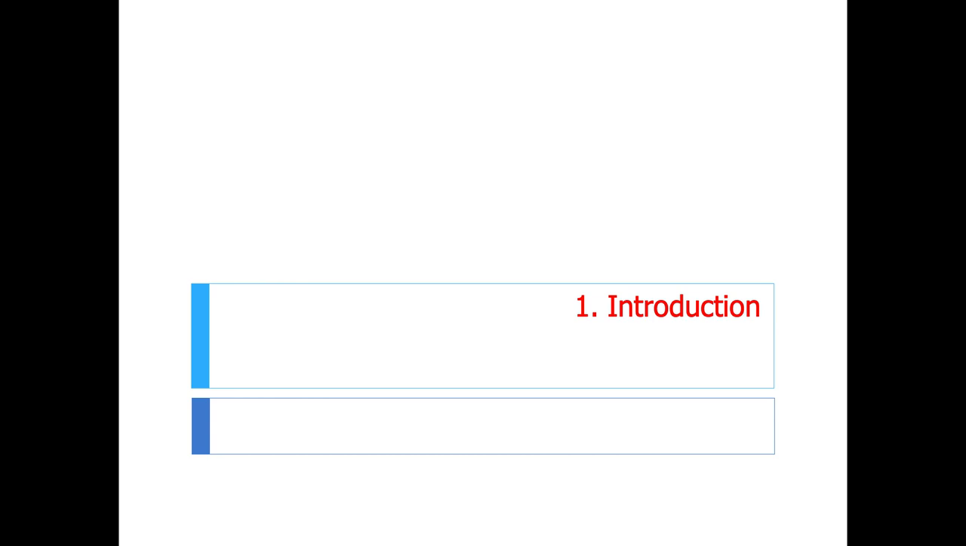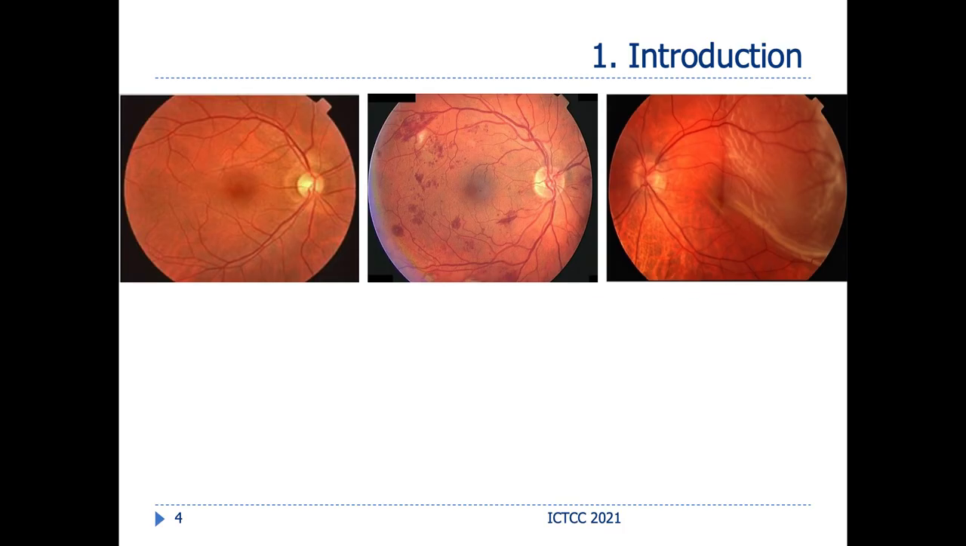And now we start with the first session of the presentation. This is the introduction about the project. Hypertension classification based on retinal blood vessel segmentation is one of the state-of-the-art approaches. In this slide, we can see some retinal blood vessel images. They have much information about disease, such as hypertension, heart disease, diabetes, etc.